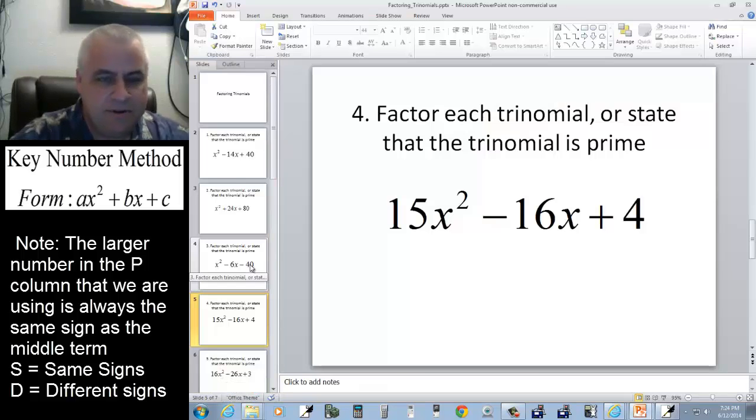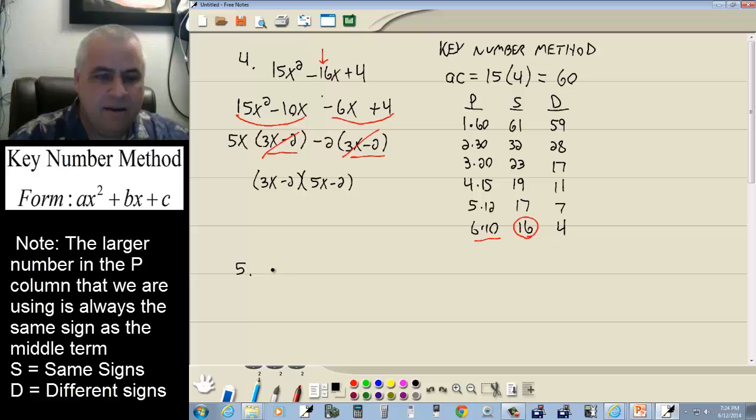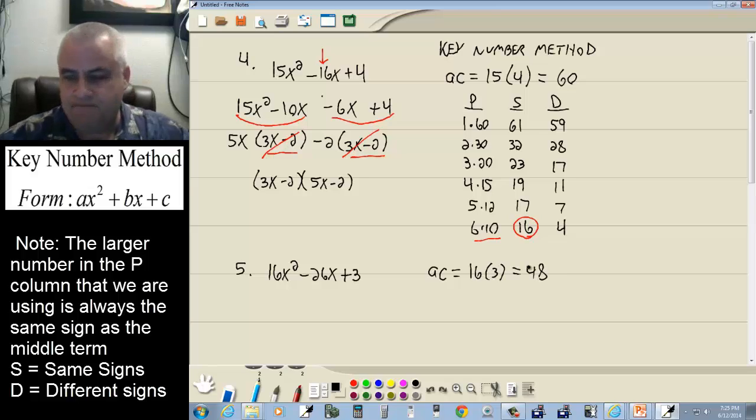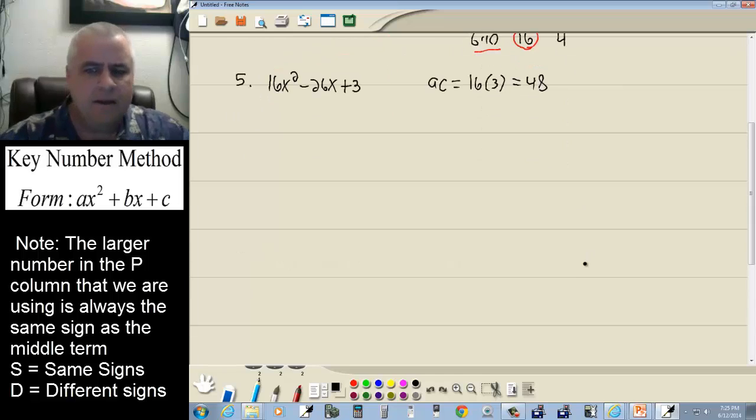Let's take a look at another one of those. We got 16x squared minus 26x plus 3. And this is, again, the key number method, because we got x squared, x, no x, and there's a number in front of our x squared. With the key number method, we take the number at the beginning times the number at the end, ignoring signs. So we got 16 times 3 gives us 48. And we'll create our 3 columns again.